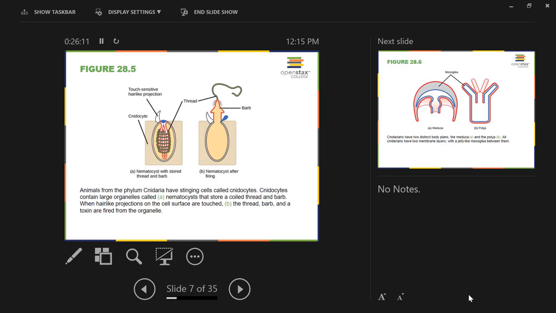Is this the size of a cell, though? Yes, but if you've got millions of these hitting the same object at the same time, it's okay. And you can pack quite a bit of toxin into a single cell. Yeah.